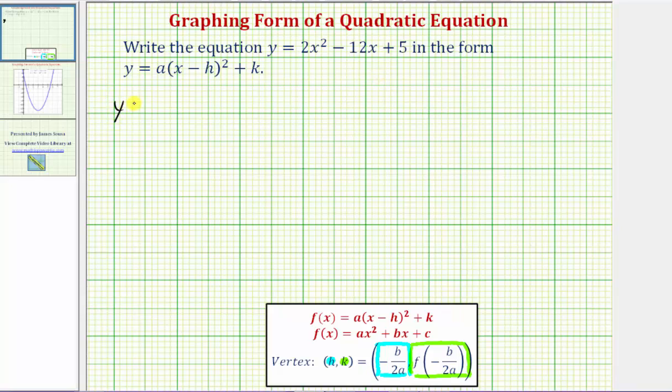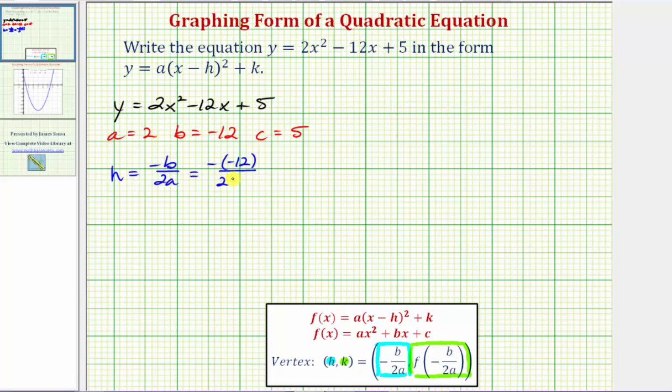So using the given equation y equals 2x squared minus 12x plus 5, notice how a, the coefficient of x squared, is equal to 2, b, the coefficient of x, would be negative 12, and c, the constant term, is positive 5. Now to find the vertex with coordinates h comma k, we know h is going to be equal to negative b divided by 2a, which would be negative 12 divided by 2 times a, which is 2. So simplifying, we have positive 12 divided by 4, which equals 3. So now we know that h is equal to 3, meaning the x-coordinate of the vertex is positive 3.